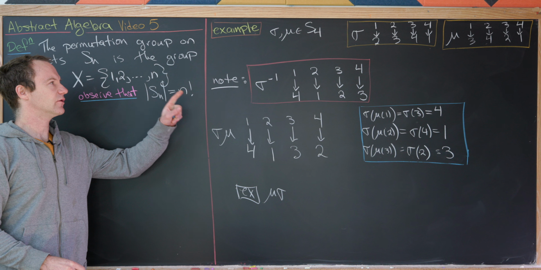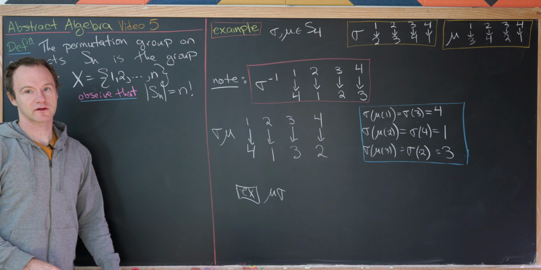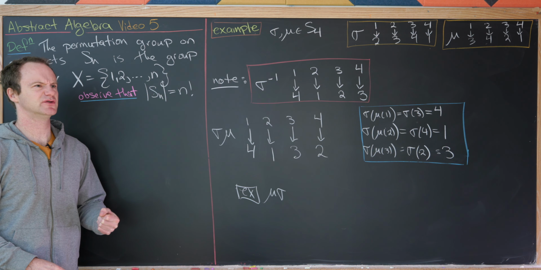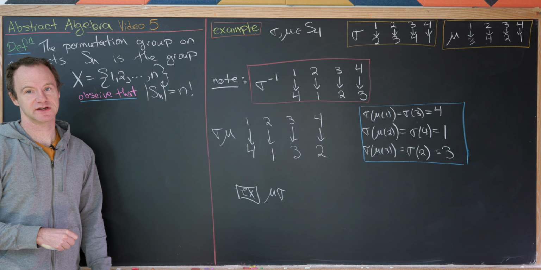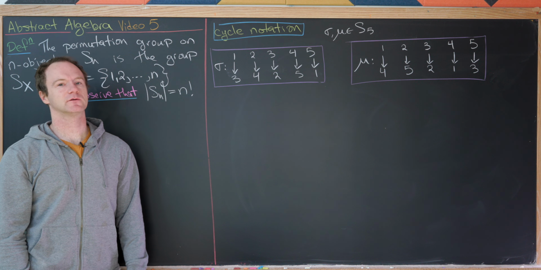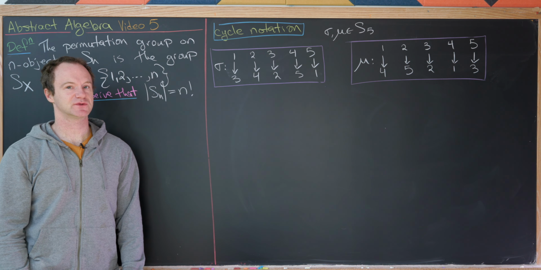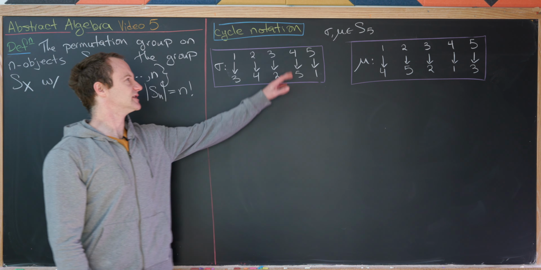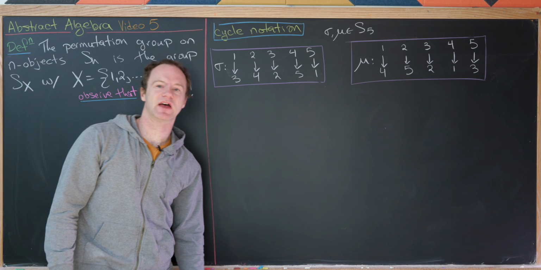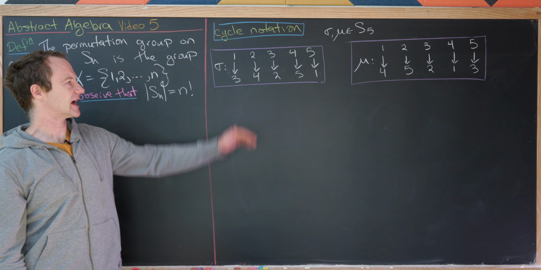Okay, so now that we've done some starter calculations, next up I want to introduce a powerful notational tool for working with these permutations. Now we're going to look at a really powerful tool for simplifying calculations within Sn. That's called cycle notation. So let's say we've got sigma and mu inside of S5, and they're defined as follows.